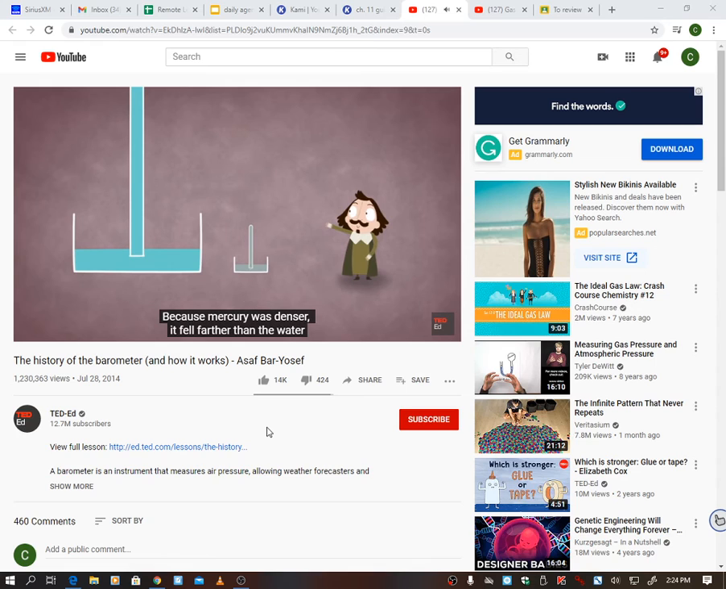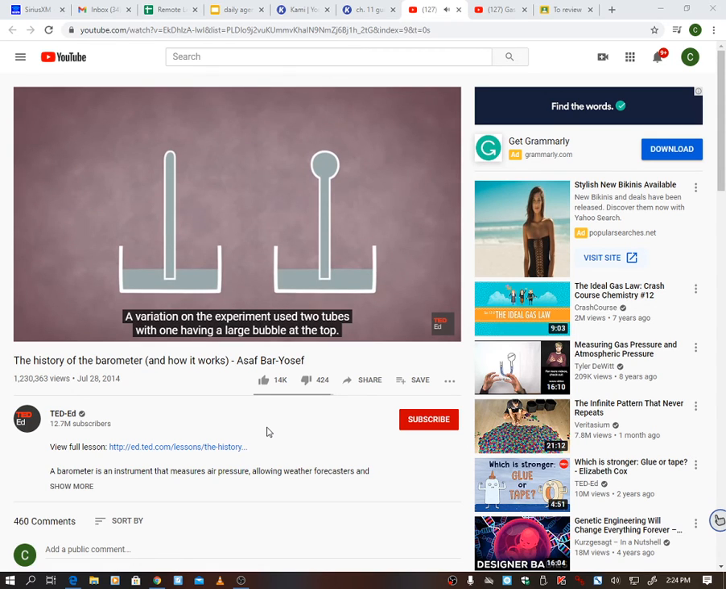Because mercury was denser, it fell farther than the water, and the mercury column stood only about 76 centimeters tall. Not only did this allow Torricelli to make the instrument much more compact, it supported his idea that weight was the deciding factor. A variation on the experiment used two tubes, with one having a large bubble at the top. If Galileo's interpretation had been correct, the bigger vacuum in the second tube should have exerted more suction and lifted the mercury higher. But the level in both tubes was the same.